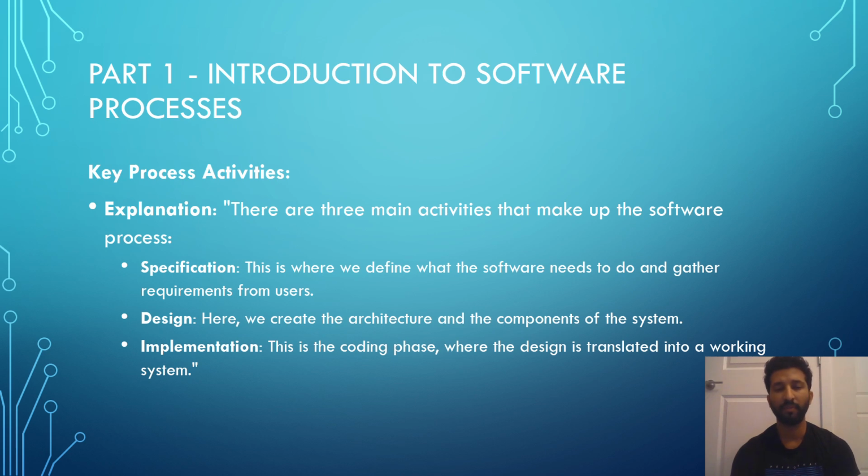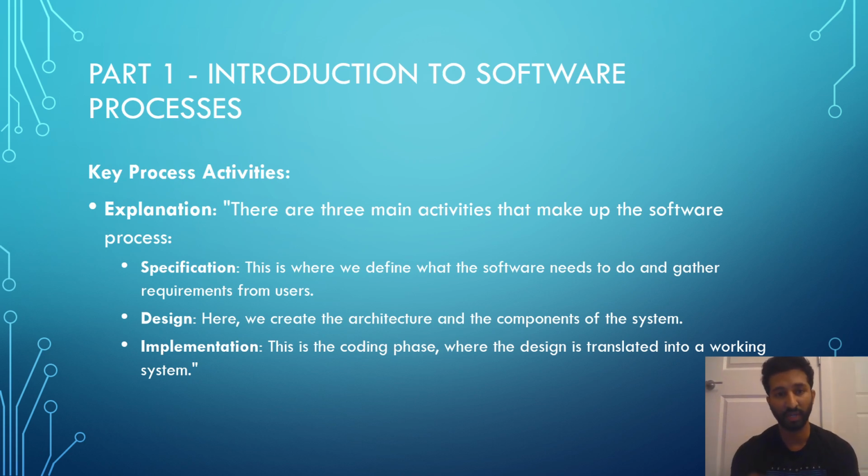Here I'm going to explain the key processes and activities of the software process. There are three main activities that make up the software process: specification, design, and implementation. What is the specification? This defines what the software needs to be and gathers requirements from the users. In the design, we create the architecture and the components of the system. And the implementation is the coding process, the phase where the design is translated into a working system. So these three are the major things here.